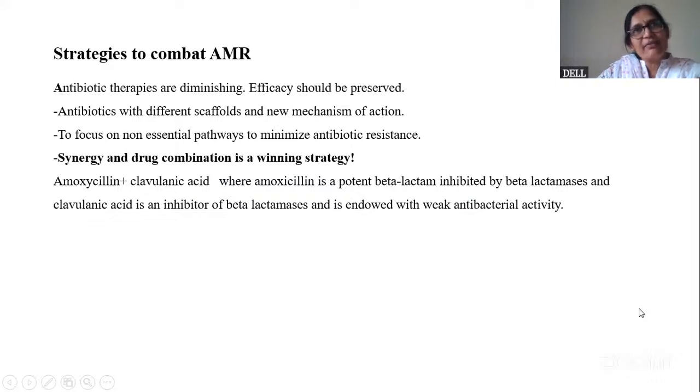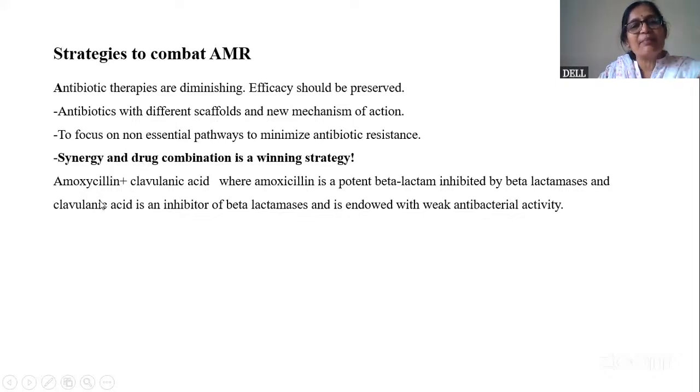So as I have explained already, the strategies could be to develop alternative adjuvants to boost the immune system of the host. There could be two alternative ways here. Either we develop antibiotics with a different scaffold and new mechanism of action, or we look into non-essential pathways to minimize antibiotic resistance. But the very important or winning strategy would be the combination of drugs, which will actually impact on the synergy. The synergy and the drug combination.